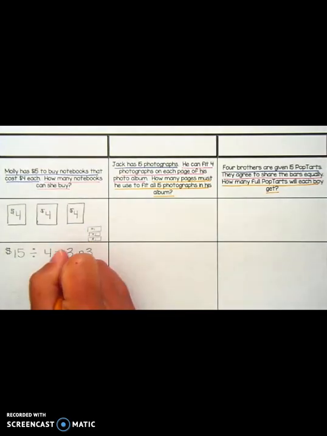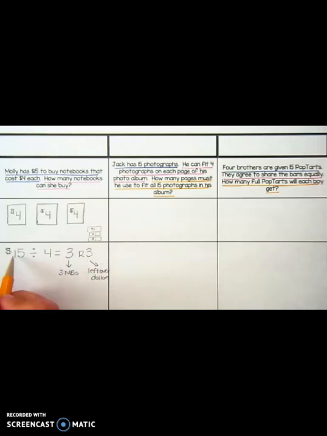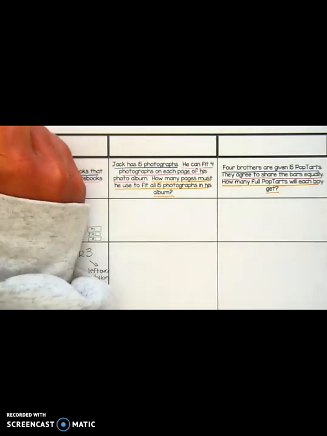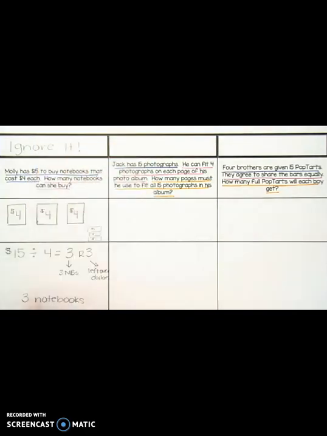Now remember that this 3 is 3 notebooks. And this 3, the remainder, is 3 leftover dollars, because our remainder is always the same unit as our dividend. So if we're looking back at that question, how many notebooks can she buy? The answer is 3 notebooks, because in this particular question, we had to ignore the remainder because that remainder of $3 didn't help us any.